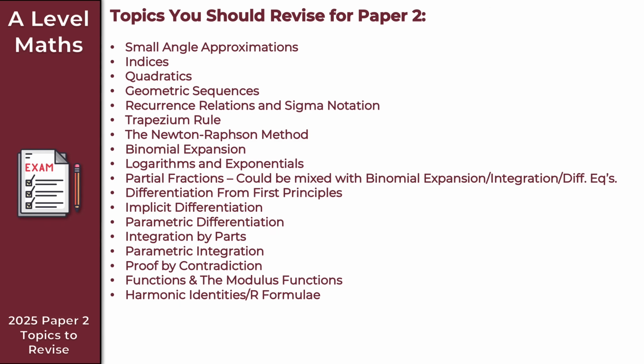And then finally here, we have the harmonic identities and also these are the same thing, but some people know them as the R formulae. Some people know them as the harmonic identities. It's the same thing, right? But just make sure then that you're confident with whatever you call it, okay?